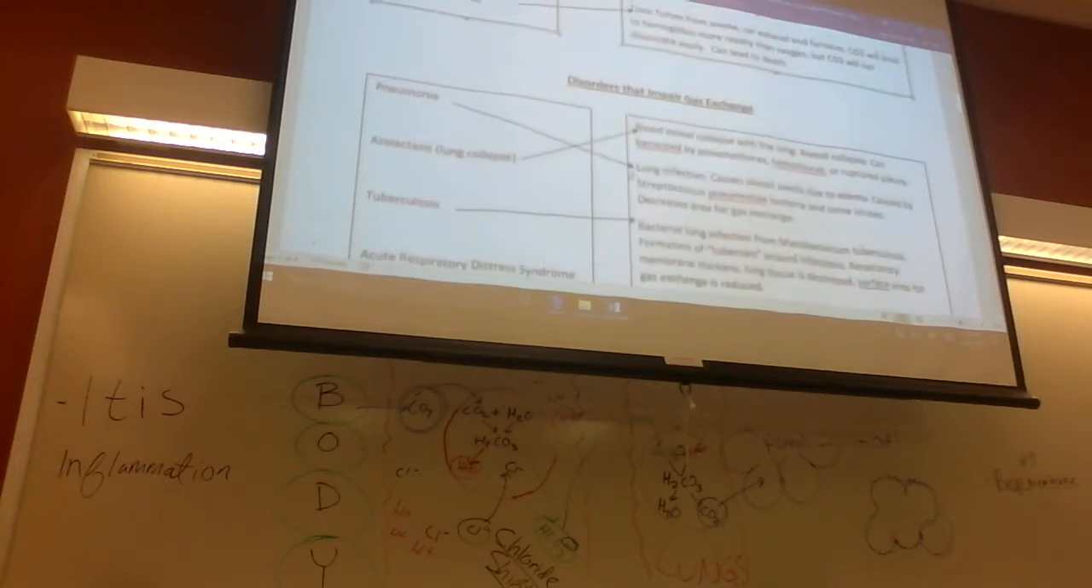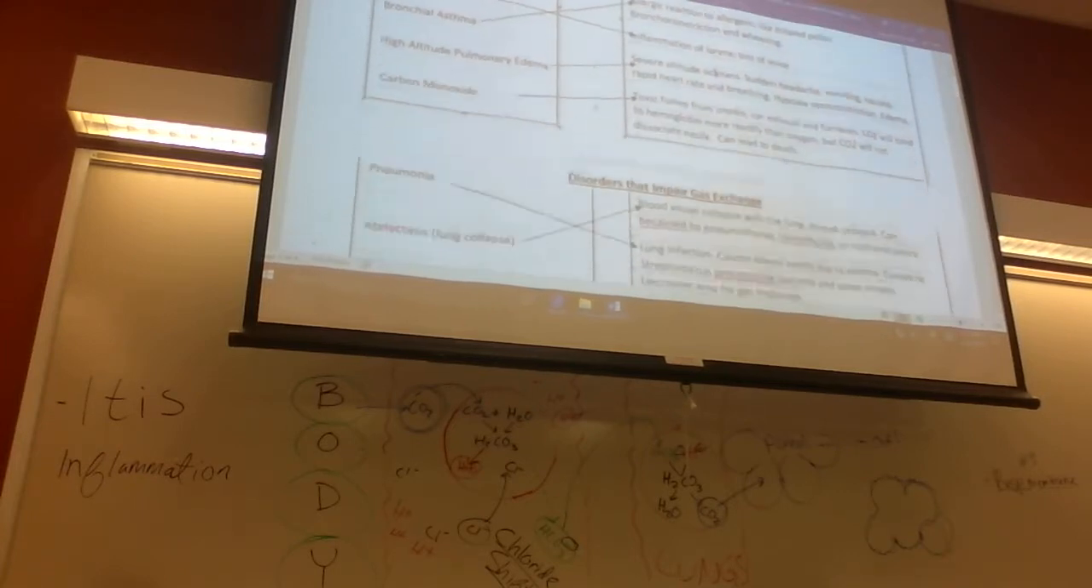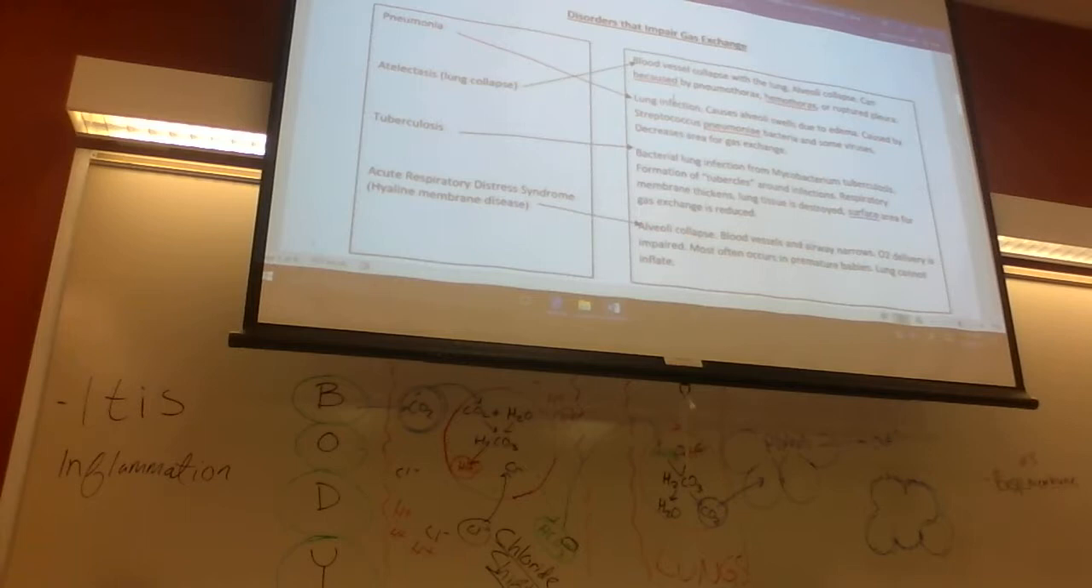Disorders that impair gas exchange. So this is all in your respiratory system overall. Disorders that are specific to gas exchange, though, are pneumonia, atelectasis, tuberculosis, or TB, also acute respiratory distress syndrome, also known as ARDS.